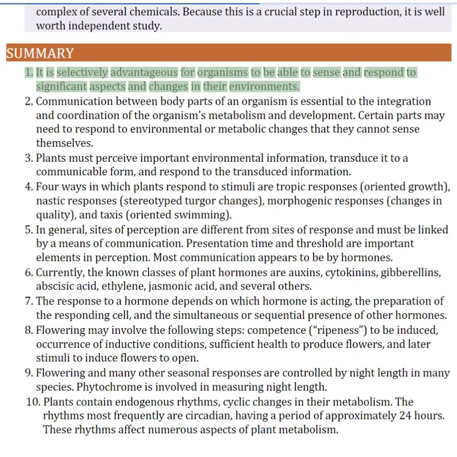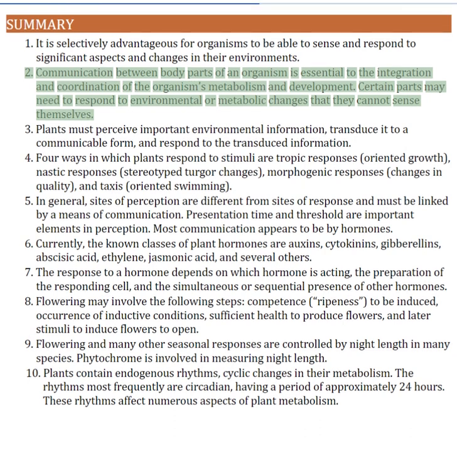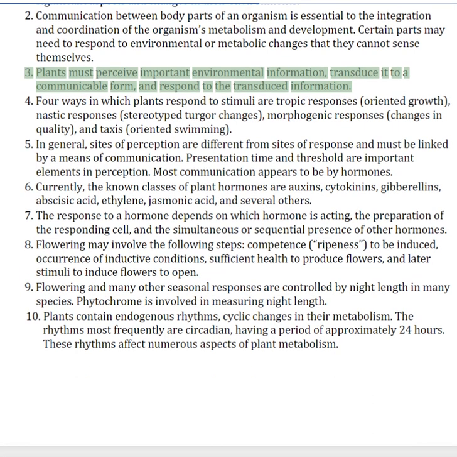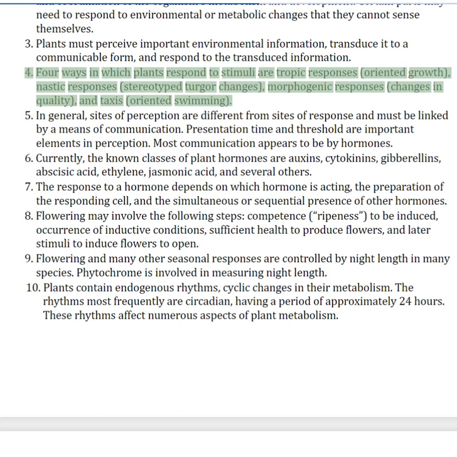Summary. 1. It is selectively advantageous for organisms to be able to sense and respond to significant aspects and changes in their environments. 2. Communication between body parts of an organism is essential to the integration and coordination of the organism's metabolism and development. Certain parts may need to respond to environmental or metabolic changes that they cannot sense themselves. 3. Plants must perceive important environmental information, transduce it to a communicable form, and respond to the transduced information. 4. Four ways in which plants respond to stimuli are tropic responses, nastic responses, morphogenic responses, and taxes.